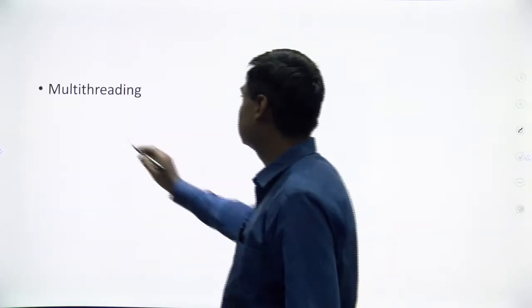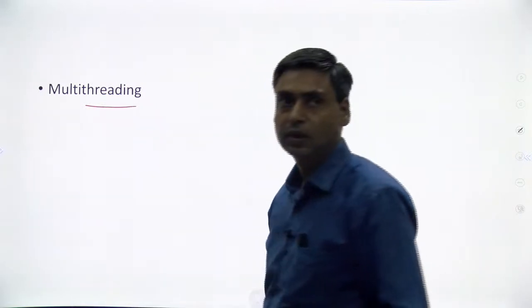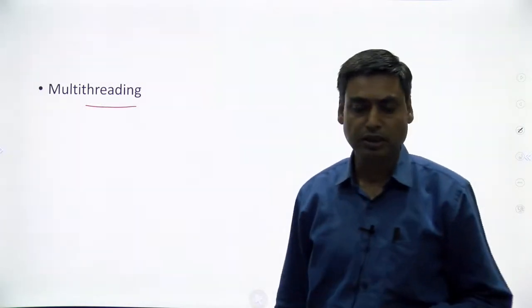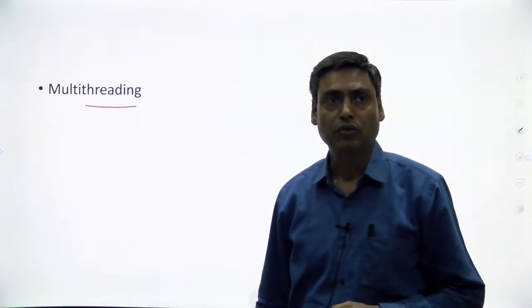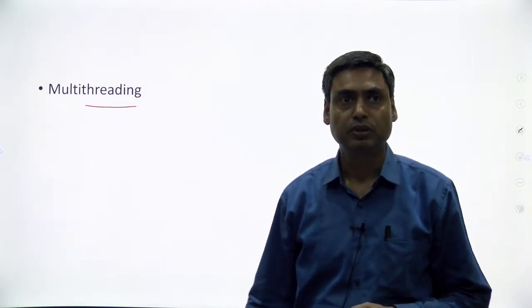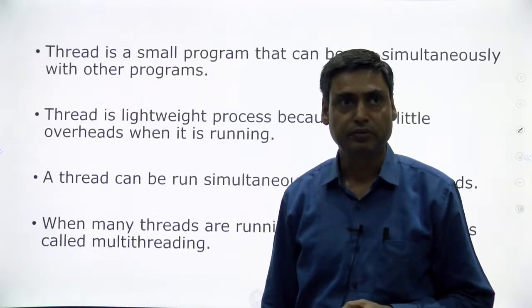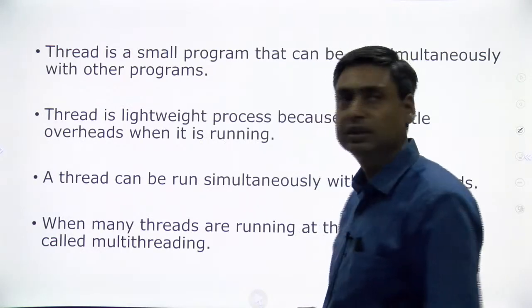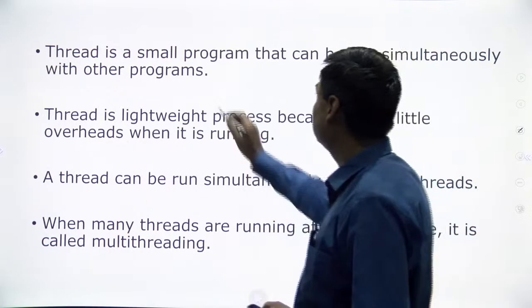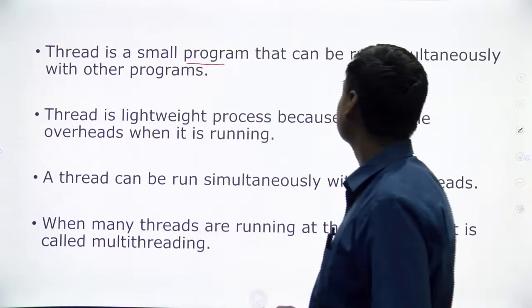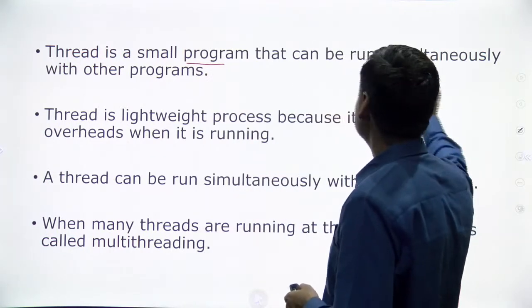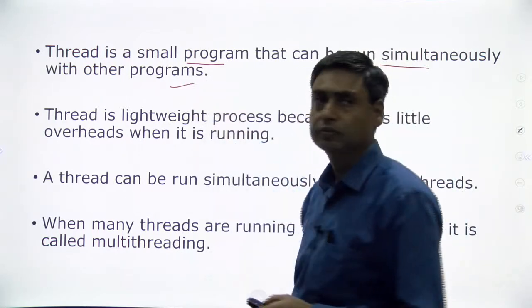Next I am going to discuss multi-threading. Java array is a simple concept. Now I am going to discuss some more important concepts of the Java language, which is multi-threading. So first of all, what is a thread? A thread is a small, very simple program that can run simultaneously with other programs.